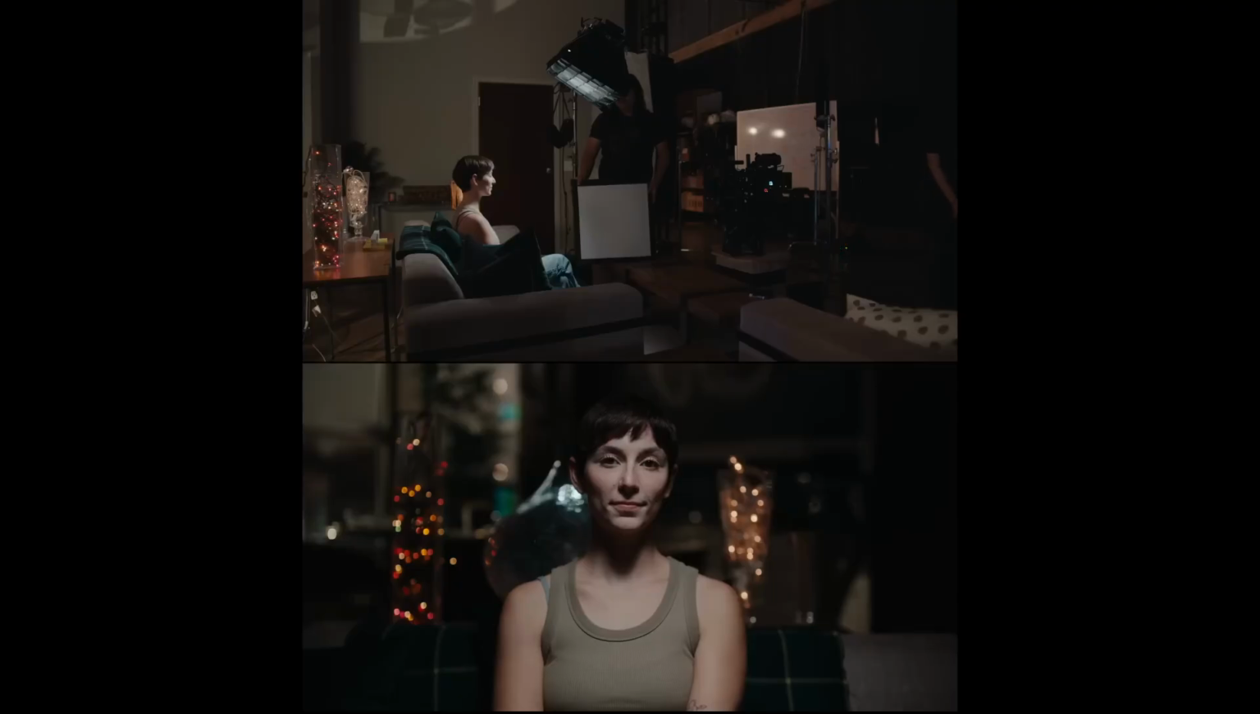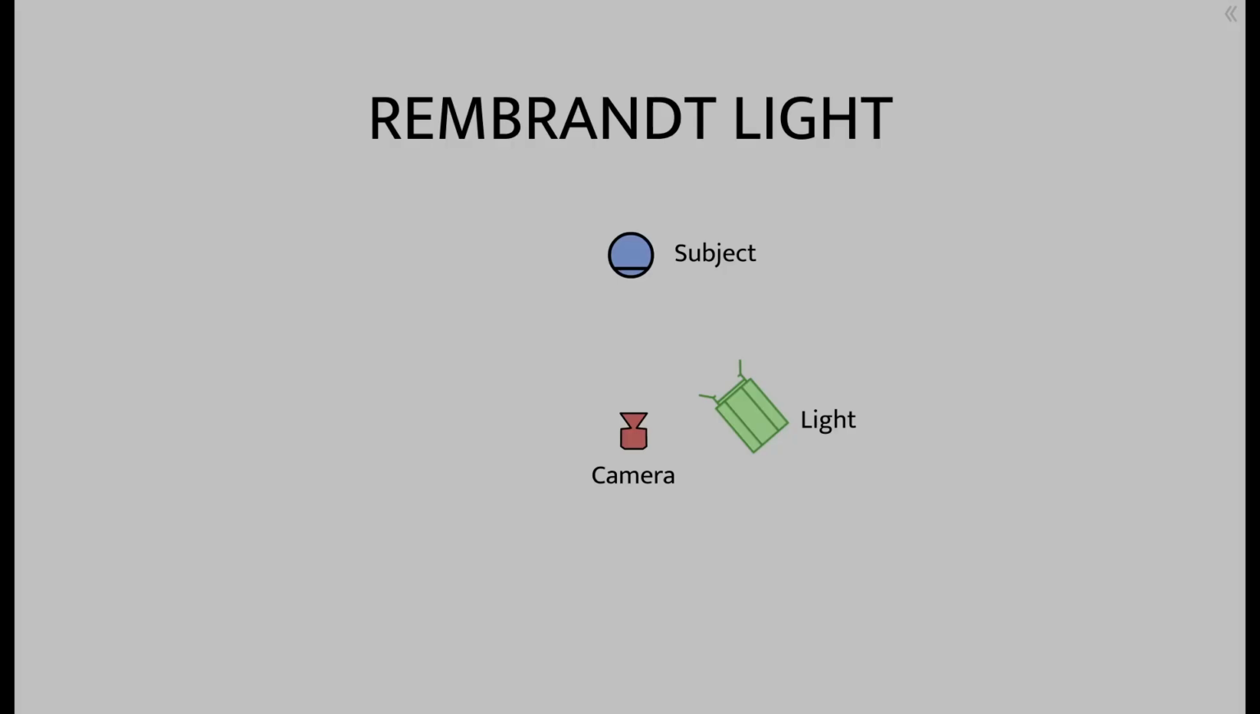Deep eye sockets, for example, can be a challenge with this type of lighting, but a bounce board placed under your talent to fill in the shadows would usually help with that.